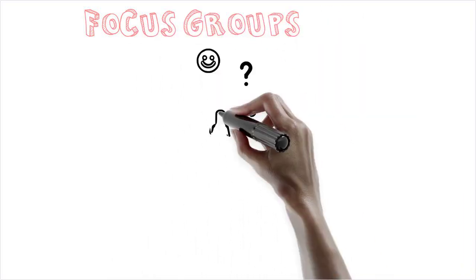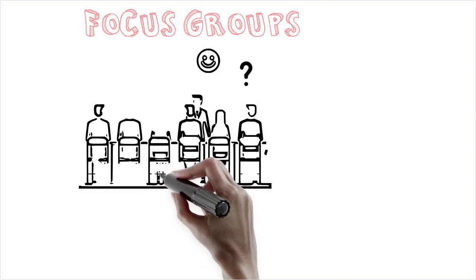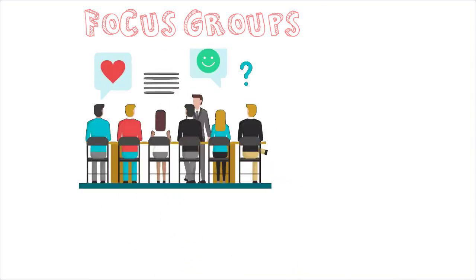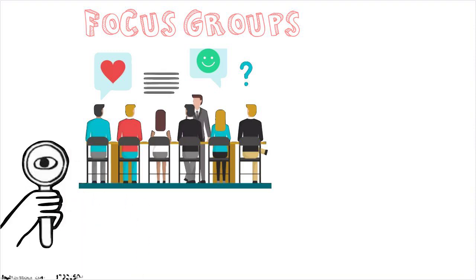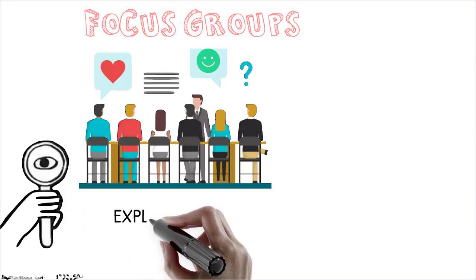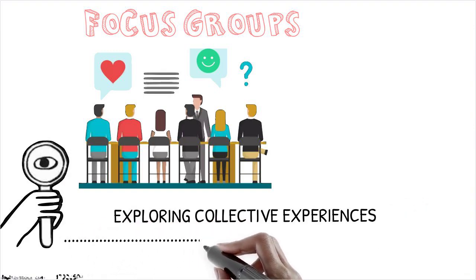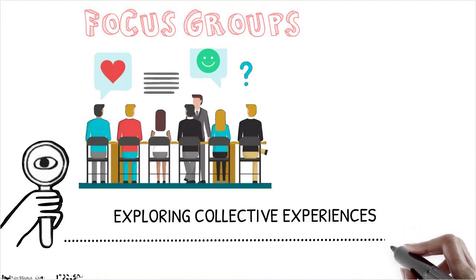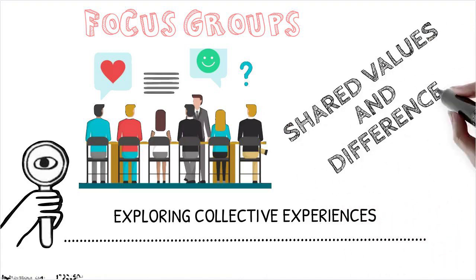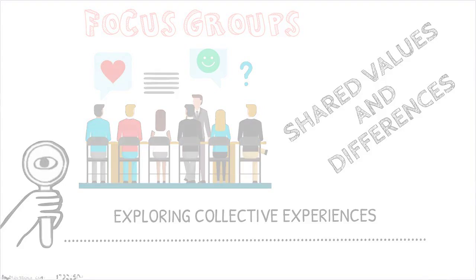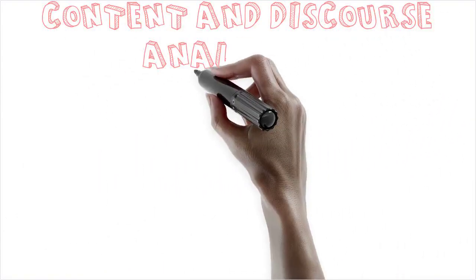This method brings people together to talk, usually 6 to 10 participants in a group discussion. It's great for exploring collective experiences, such as, how do young people feel about social media? How do different groups talk about identity? Listening to people speak together reveals a lot about shared values and differences, and can reveal how people in societies think about certain topics.